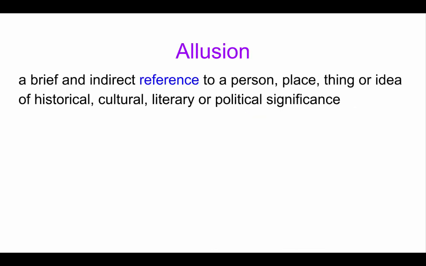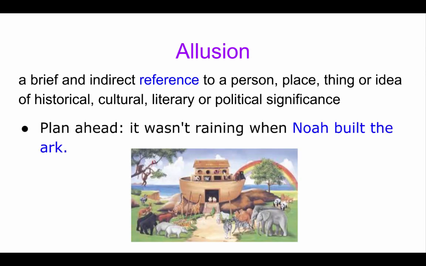Next, we have allusions. An allusion is a brief or indirect reference to a person, place, thing, or idea of historical, cultural, literal, or political significance. And if you understand the allusion, you understand the point. For example, there are biblical allusions. Here's an example. Plan ahead, it wasn't raining when Noah built the ark.